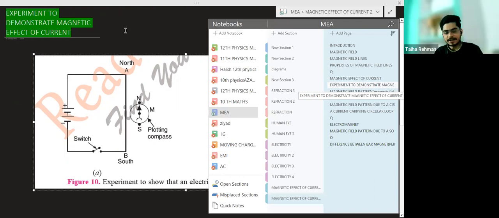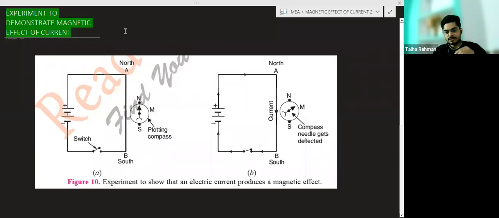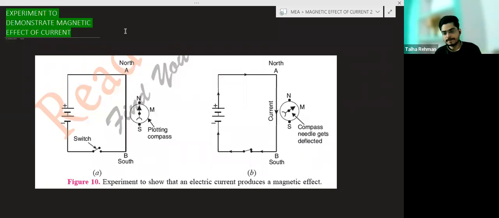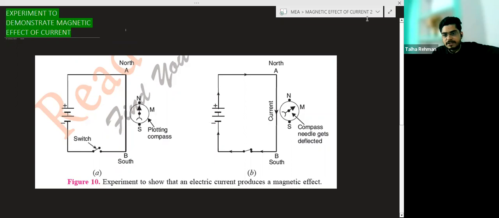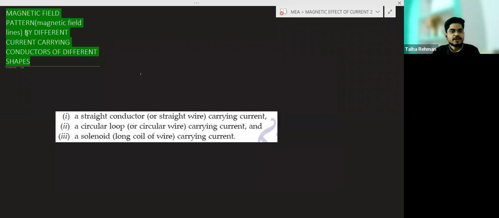Now we will see the magnetic field pattern, or magnetic field lines, due to different types of wire: straight wire, circular wire. First we will see the magnetic field lines due to a straight conductor carrying current. Secondly, we will see the magnetic field due to a circular loop carrying current. After that we will see a solenoid, and basically a solenoid is an electromagnet. We will discuss that.